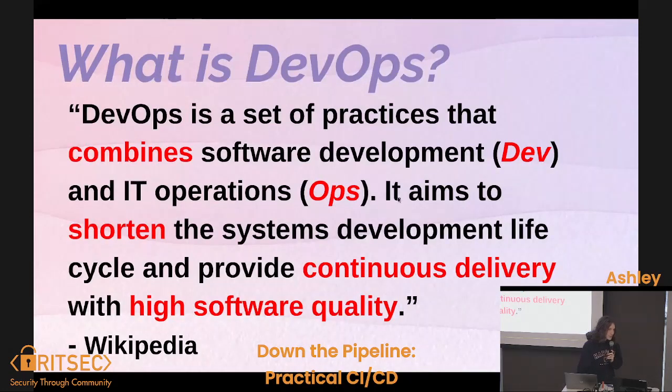So for the talk today, the title is Down the Pipeline, but before we can talk about the crazy thing that pipelines are, we have to talk about DevOps. So DevOps is basically a set of practices that combine software development, so the dev side of operations, and IT operations, or ops. And basically the entire goal is to shorten the system development lifecycle and provide continuous delivery with high software quality in shortest time possible.